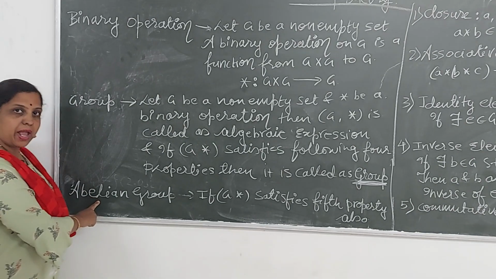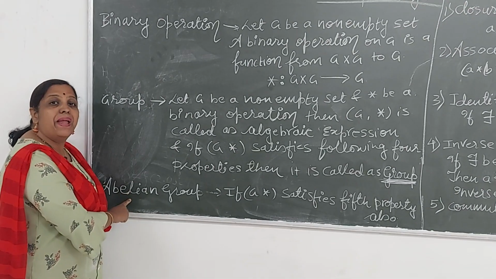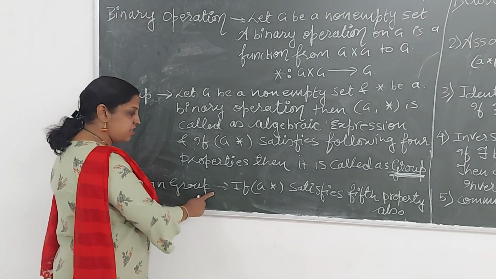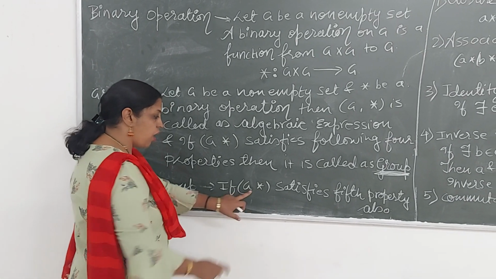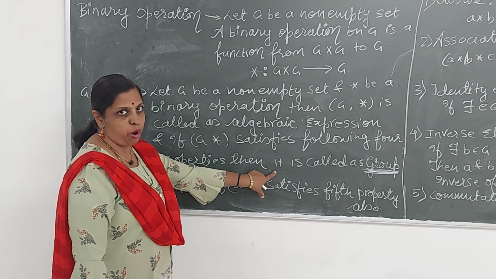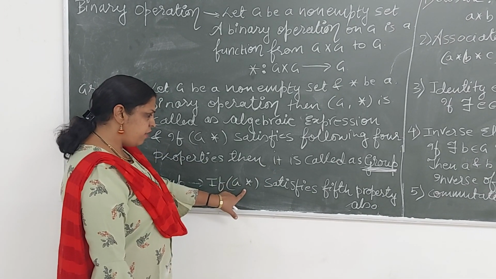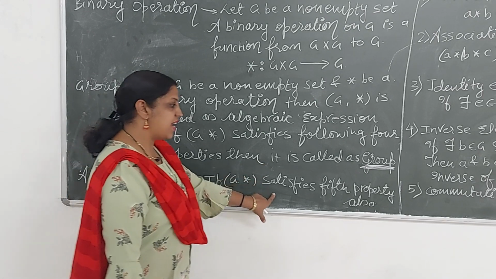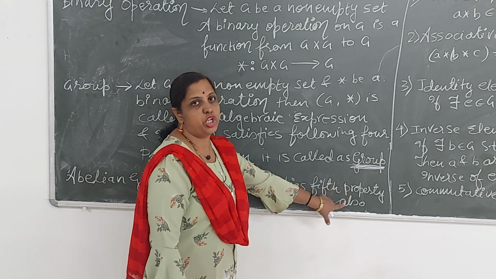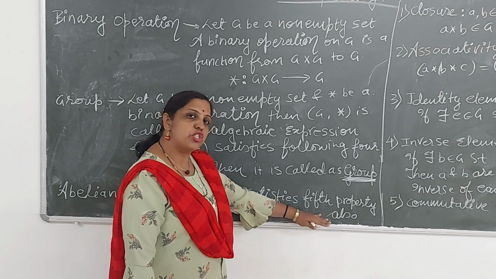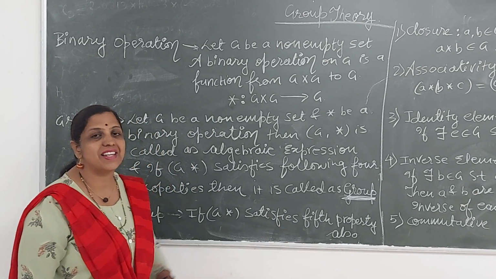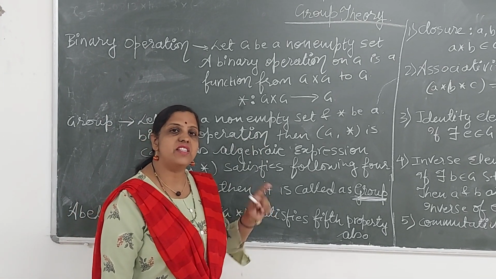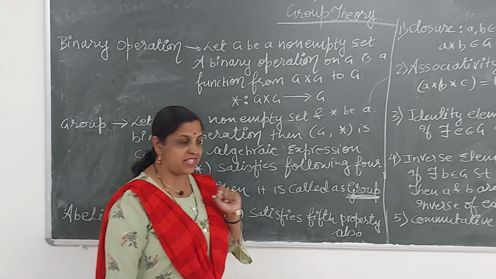Again, a special type of group is the abelian group. An abelian group is a group where G star, along with these four properties, satisfies a fifth property also. Then that special group is called an abelian group. Now we will move to the properties which are to be satisfied.